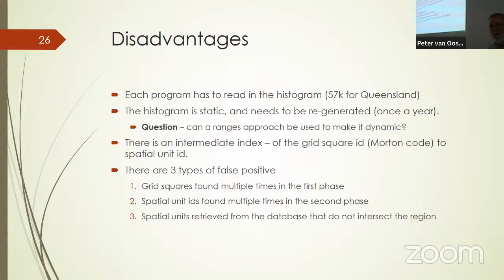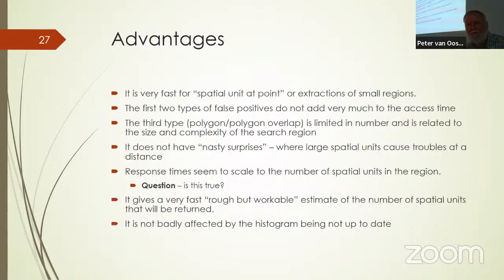Question, of course, though, is can the ranges be approached to make it more dynamic? I feel that it probably is possible. There's an intermediate index, which is a little bit of extra storage. It uses a Morton code. And there are the three types of false positives: the first ones that don't go to the database, and then the two types that do. But the advantage is that it is very, very fast.